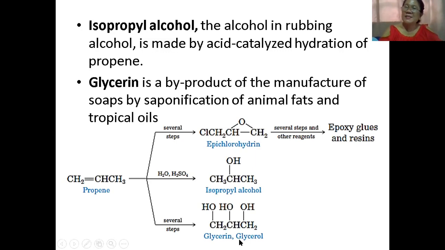This is three steps from propene. The first step: one of the products of propene, by means of several steps, will be converted into epoxy glues and resins. Okay. The second one will be converted into isopropyl alcohol. And the last step will be converted into glycerin or glycerol. That is the importance of glycerin.